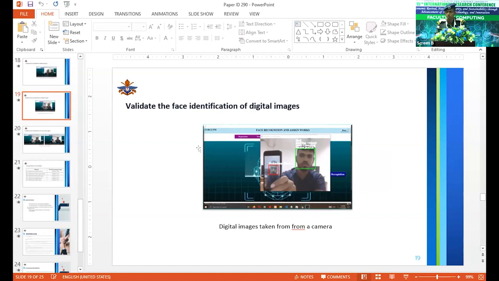One more question. If twins are working in the same company, will it be able to identify those people? It is a problem. I use a cascade algorithm for features for identification of edge features. Any other questions, please?